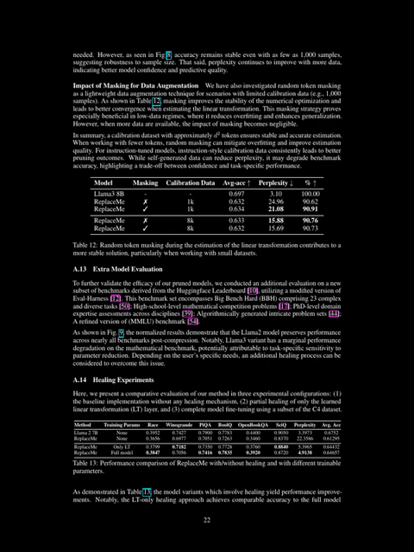In summary, a calibration dataset with approximately d^2 tokens ensures stable and accurate estimation. When working with fewer tokens, random masking can mitigate overfitting and improve estimation quality. For instruction-tuned models, instruction-style calibration data consistently leads to better pruning outcomes, while self-generated data can reduce perplexity. It may degrade benchmark accuracy, highlighting a trade-off between confidence and task-specific performance.